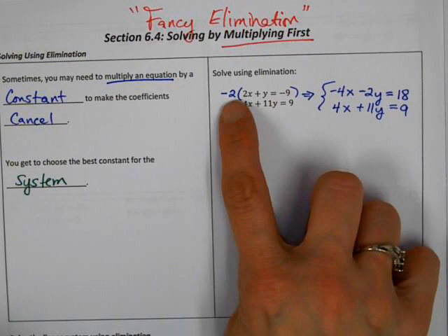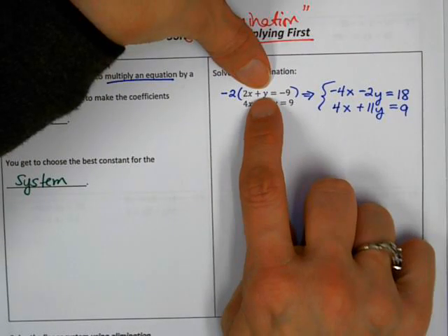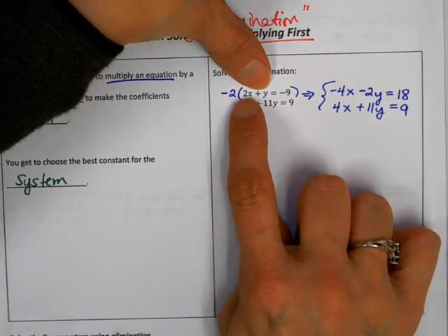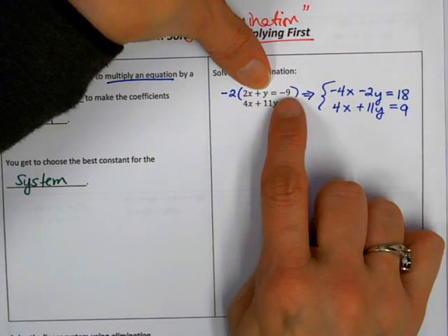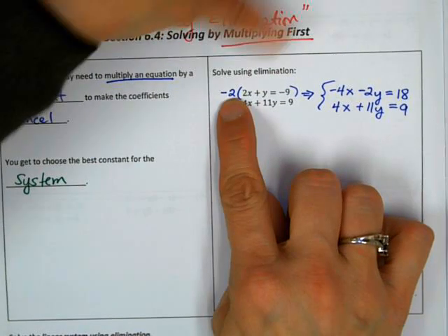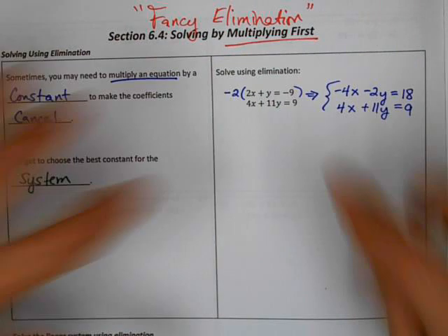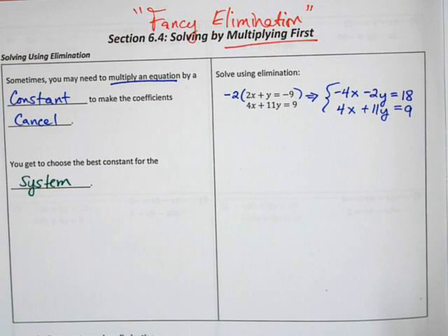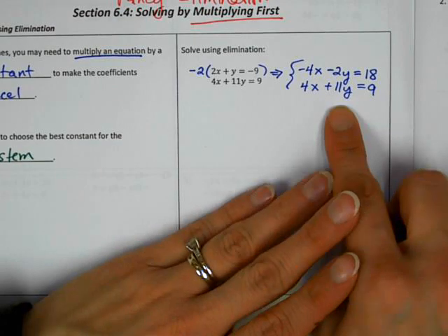I could have chosen to multiply this equation by a negative 11 and that would have canceled the y's. But remember, everything here would have had to get the negative 11. So I chose to do a negative 2 instead of a negative 11. You only want to focus on the variables and you have to make them cancel out. Okay, so I think we're ready for our elimination now.